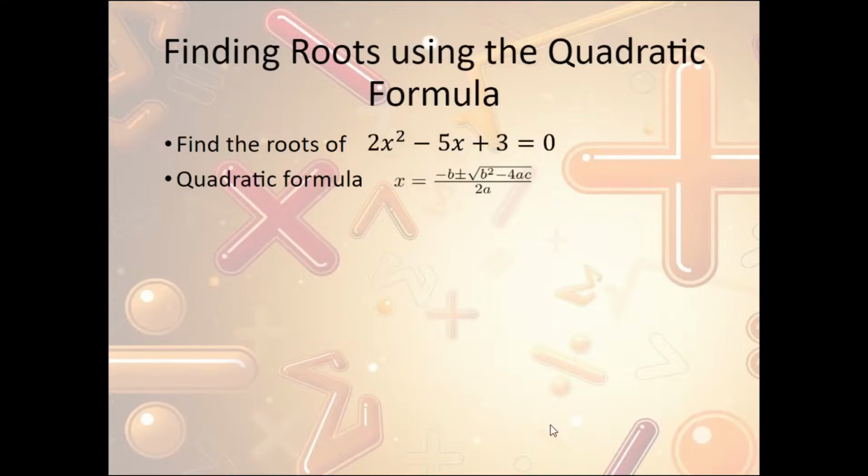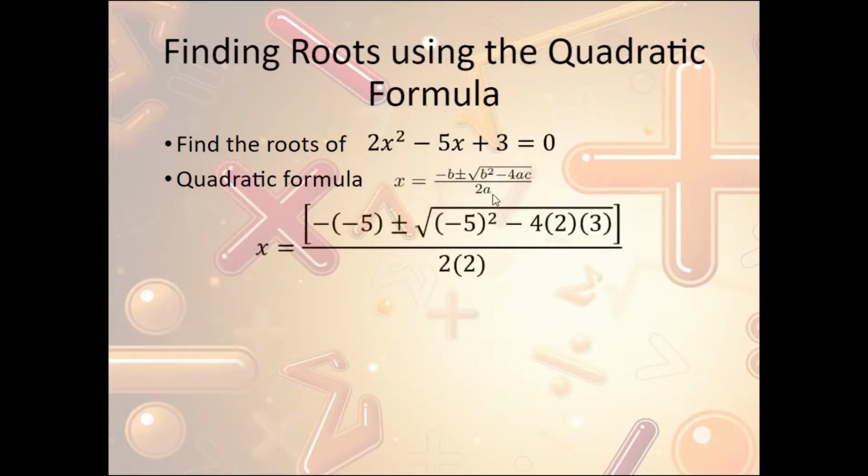So let's look at another example. We have 2x squared minus 5x plus 3 is equal to 0. So we're going to plug it into the formula. We plug negative 5 in for b, we plug, again, negative 5 in for b here, we plug 2 in for a, and we plug 3 in for c, and then we plug 2 in for a down at the bottom. We get this. We simplify.